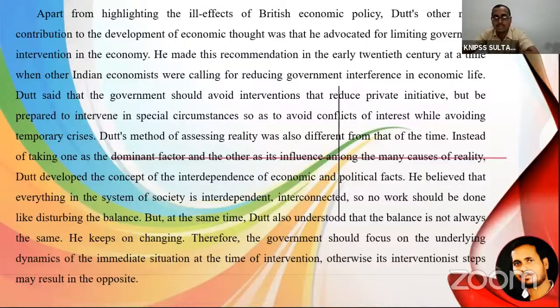He made his recommendations in the early 20th century, at a time when other Indian economists were calling for reducing government interference in Indian economic life. And this was theoretically proved by Ramesh Chandra Datta. Datta says that the government should avoid intervention that reduces private initiative, but he was prepared to intervene in special circumstances so as to avoid conflict of interest and temporary crisis.